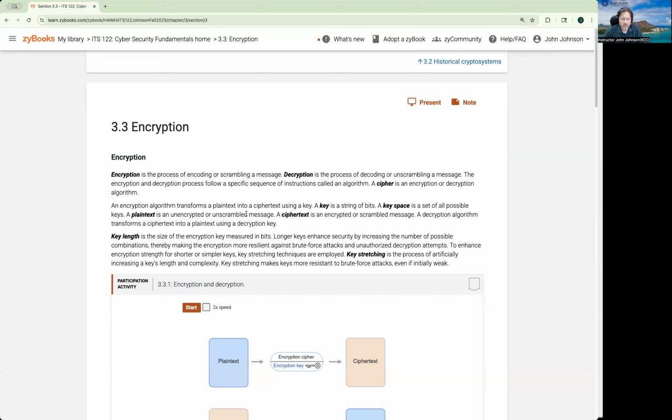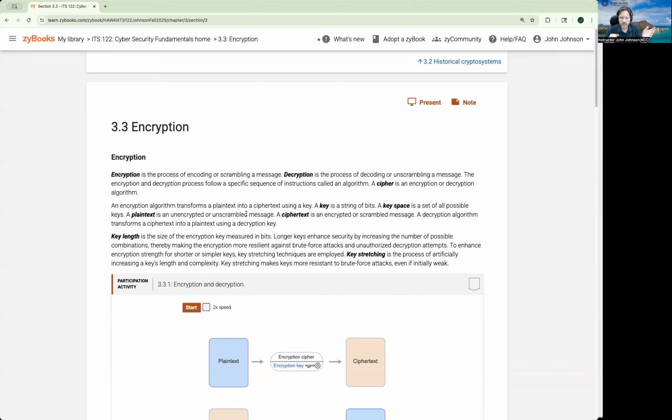So an encryption algorithm transforms a plain text into a ciphertext using a key. A key you can think of as a string of bits, a bunch of ones and zeros all together. And then a key space is a set of all possible keys. So you have your one key that fits, but then your key space is the number of all possible keys. These are all definitions you need to learn. And a plain text is an unencrypted or unscrambled message. And as I mentioned before, ciphertext is an encrypted or scrambled message. A decryption algorithm transforms a ciphertext into a plain text using a decryption key.